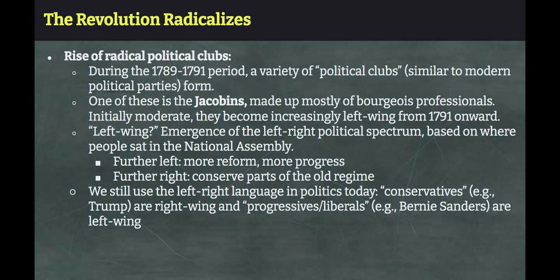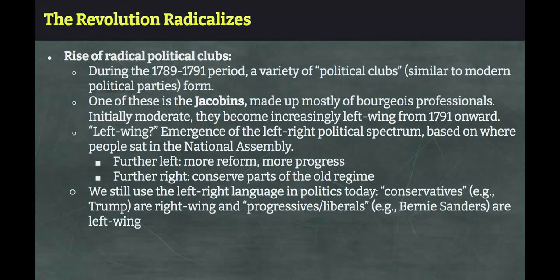You might be wondering, hey, left-wing, what does that mean? So this is actually the point in history where we see the emergence of the left-right political spectrum. And it was based on where people sat in the National Assembly. So if you sat further to the left, that meant you really wanted reform, you really wanted progress, maybe even wanted to do away with the king. You didn't want just a limited monarchy, you wanted no monarchy at all. If you sat further to the right, on the other hand, that meant that you wanted to conserve parts of the old regime.